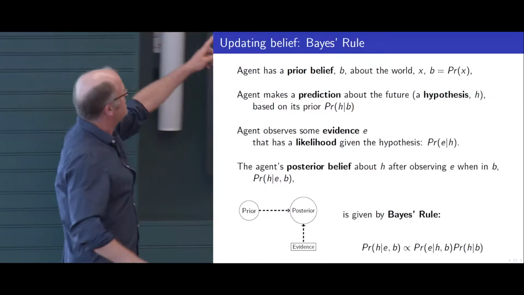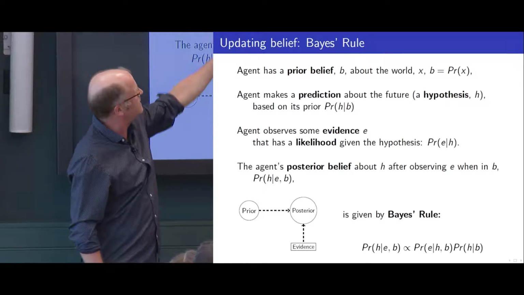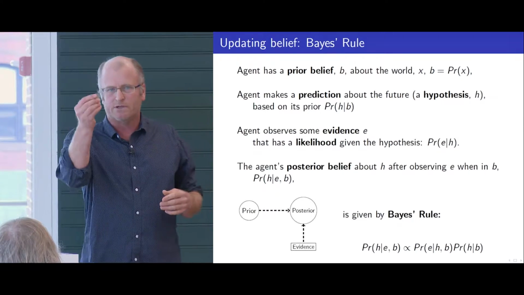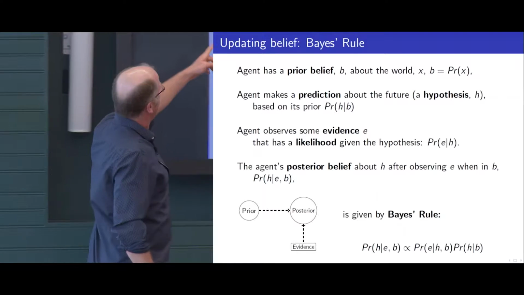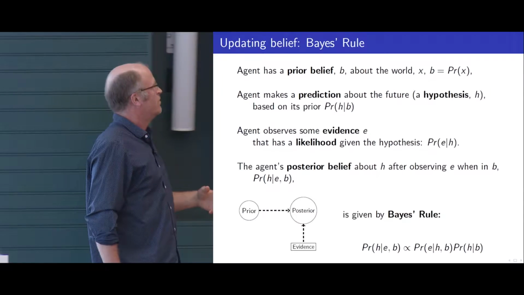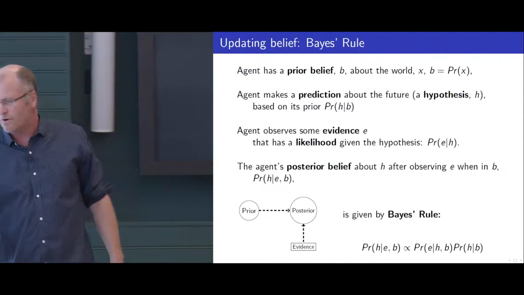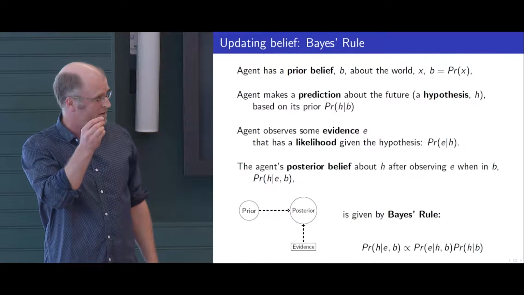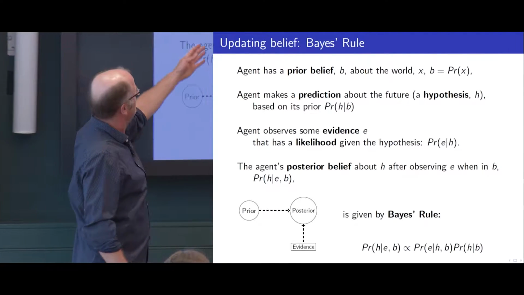Okay, so let's review. An agent has a prior belief about the world, which I'll write as B. And B is the probability distribution over the possible states that the world could be in. So coins can only be in 2 states, heads or tails, right? So I have a probability distribution over that. The agent makes a prediction about the future, which is a hypothesis, which is governed by this probability distribution, based on its prior. So what do I think this coin's going to be if I flip it, right? Is it going to be the same weight as what it is right now or a different weight? I don't know. So I could have some distribution over that.